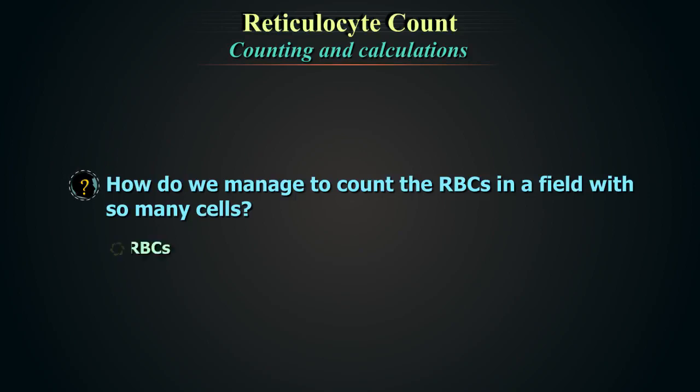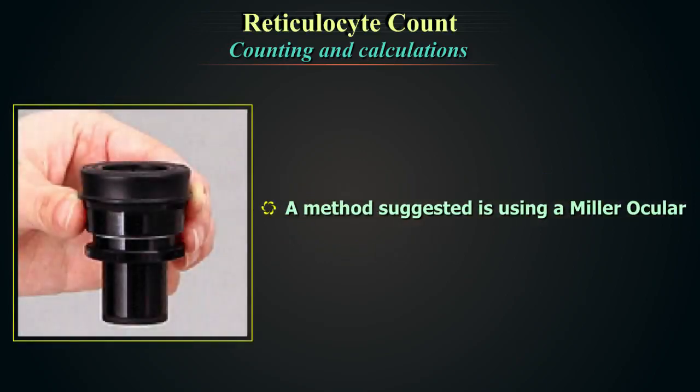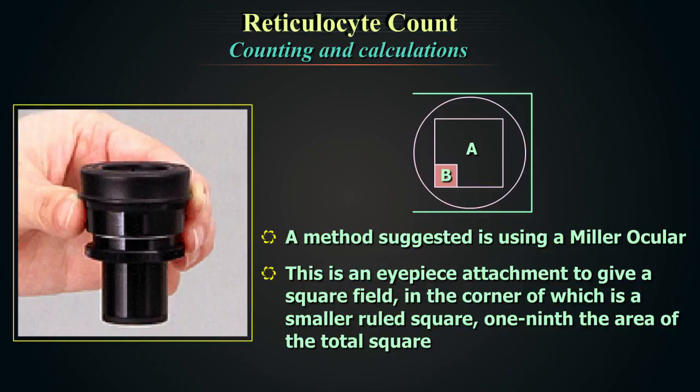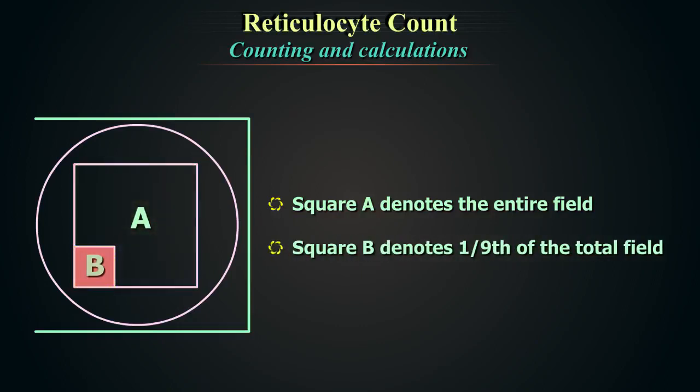The logical answer is to reduce the field where you count red blood cells. A method suggested is using a Miller's ocular. This is an eyepiece attachment that gives a square field, in the corner of which is a smaller ruled square, 1/9 the area of the total square. So square A denotes the entire field and square B 1/9 of the total field.